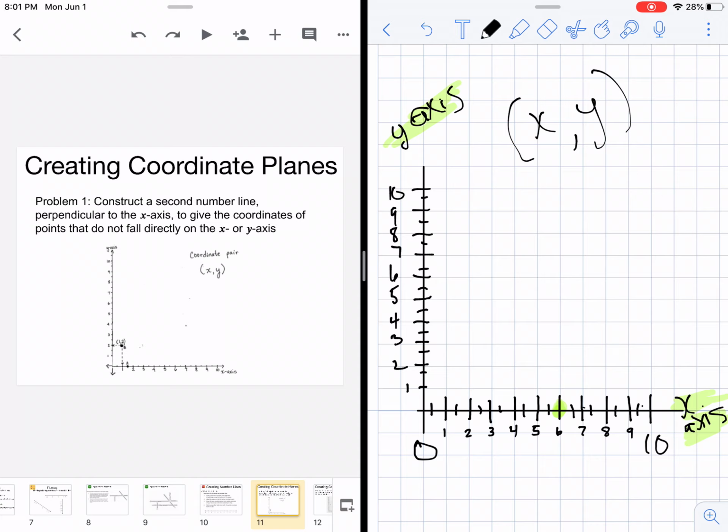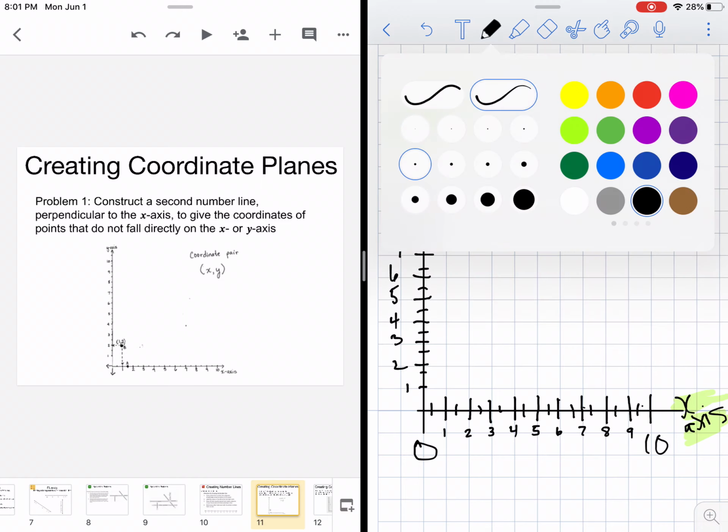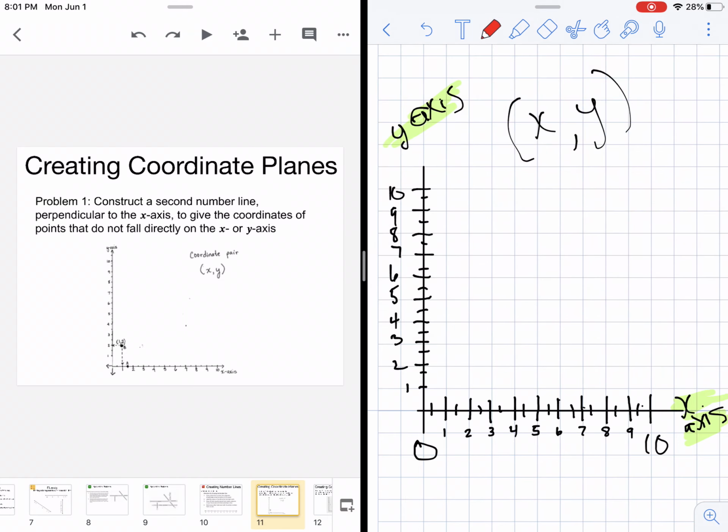So the first thing we're going to do is I'm going to ask you to plot a point on your graph. And the point you are going to plot right now, and I'm going to use a different color, I'm going to use red, is 1.5. So find 1.5 on the x-axis and plot a point there. So that would be right there. Okay, there's our 1.5. We're going to call this A.